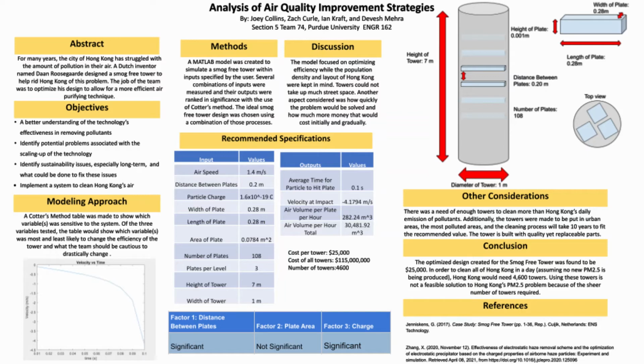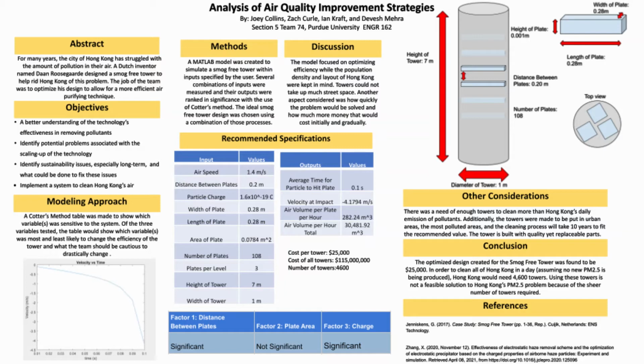So we thought about where the towers could go, how much smog is in the airspace of Hong Kong, things like that. Moving on to the recommended specifications section of the poster. Our inputs are seen on the left and the outputs are on the right. So the first input was airspeed, and this is how fast our fans on the inside of the smog-free tower are going to be blowing the air across each of the plates. So this is a horizontal velocity at a magnitude of 1.4 meters per second.